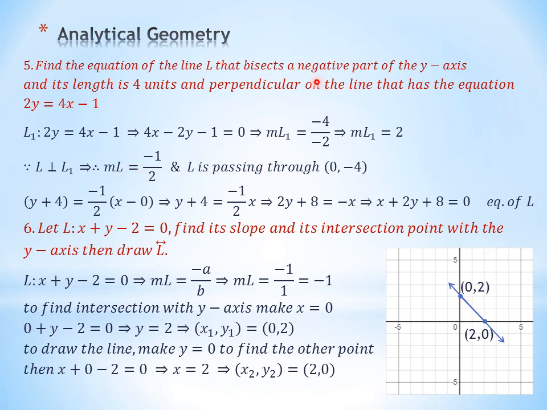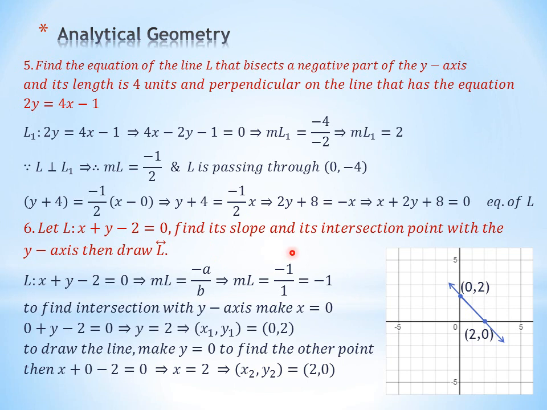Now, from this part, talking about 4 units on the negative part of the y-axis, my point is (0, negative 4). Thus I have a point and I have a slope. I use my equation and simplify, and my equation is x plus 2y plus 8 equals 0. On number 6, let L equal x plus y minus 2 equals 0.